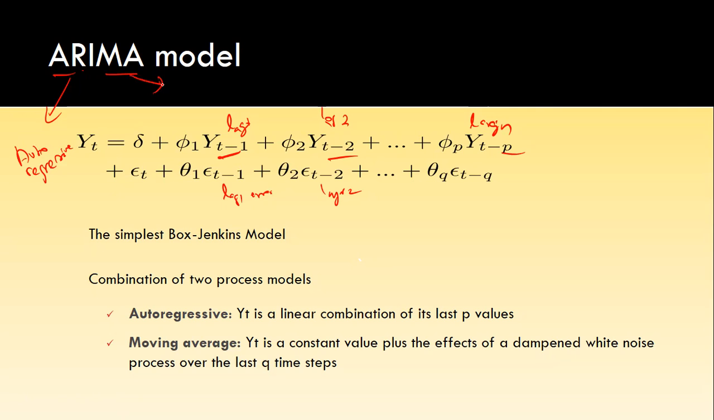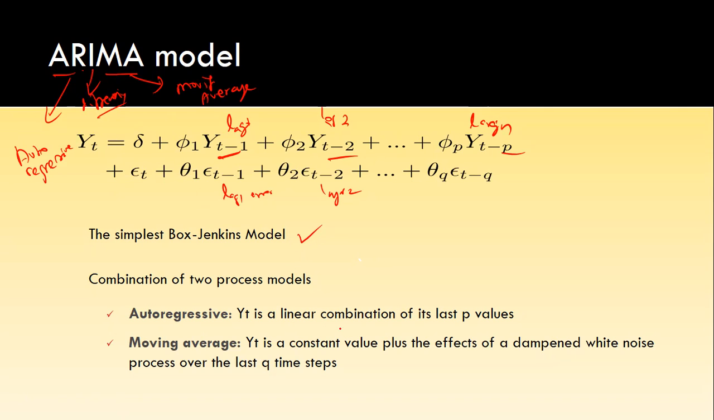And the MA is moving average. It combines these two things, and I stands for integration, differencing. Deepa, I'm repeating this for you only. The ARIMA model is also called the Box-Jenkins model.